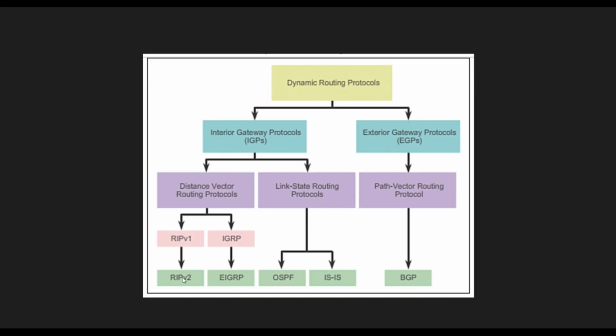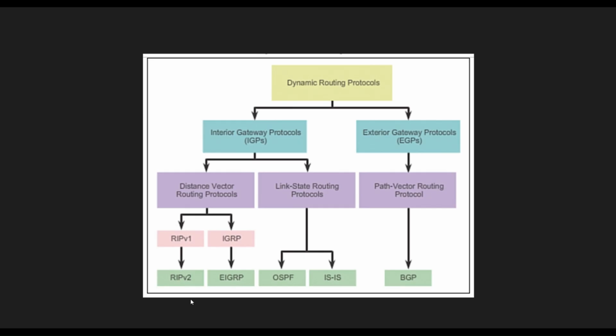Version 2 is the enhanced version of version 1. We have a few limitations in version 1: it does not support any authentication, and in version 2 we can opt for authentication as well, in MD5 or as plain text. I will show you how to configure RIP on FortiGate, so please watch my video till the end.